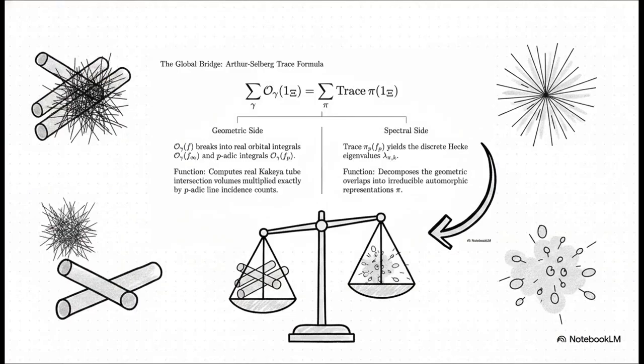Behold the Selberg Trace Formula. This mastery equation demands an absolute, unyielding balance. Over on the left side, we've got the geometry, the sums of orbital integrals calculating the raw physical volumes of those intersecting tubes. On the right, we have the spectral side, the trace over irreducible automorphic representations. If those lines overlap densely on the left, that mathematical mass absolutely has to be perfectly absorbed by the eigenvalues on the right. No exceptions.